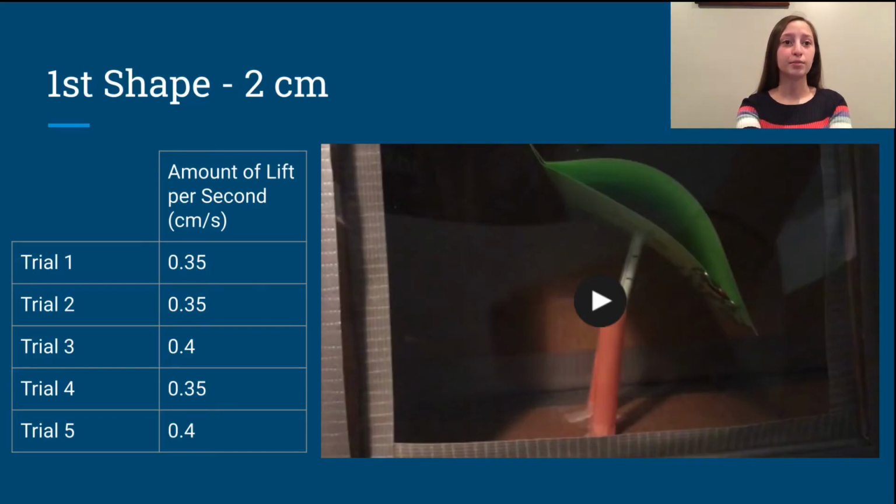For my first shape, the 2 centimeter height: trial 1 and 2 were 0.35 centimeters per second. Trial 3 was 0.4 centimeters per second. Trial 4 was 0.35 centimeters per second. And trial 5 was 0.4 centimeters per second. You can see it was all around the same lift per second, but they did vary a little bit. Here's the video for the 2 centimeter height of my first shape.